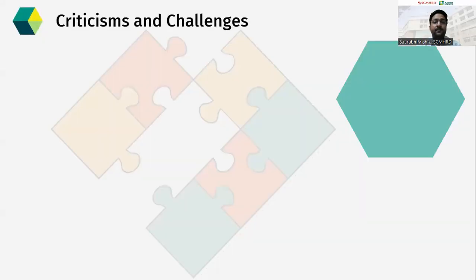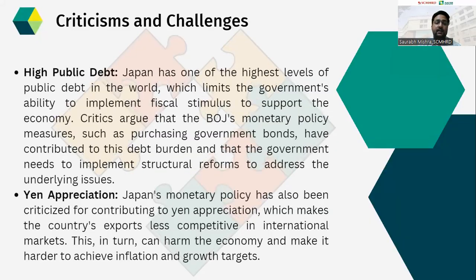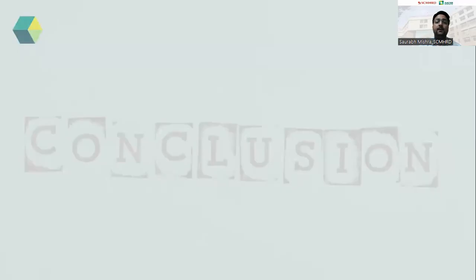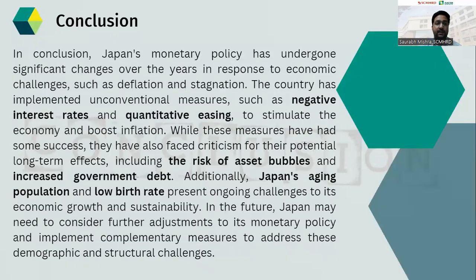Next, we'll discuss some of the criticism and challenges. First, high public debt. Japan has the highest level of public debt in the world, which limits the government's ability to implement fiscal stimulus to support the economy. Next, we'll discuss yen appreciation. Japan's monetary policy has also been criticized for contributing to yen appreciation, which makes the country's exports less competitive in the international market.